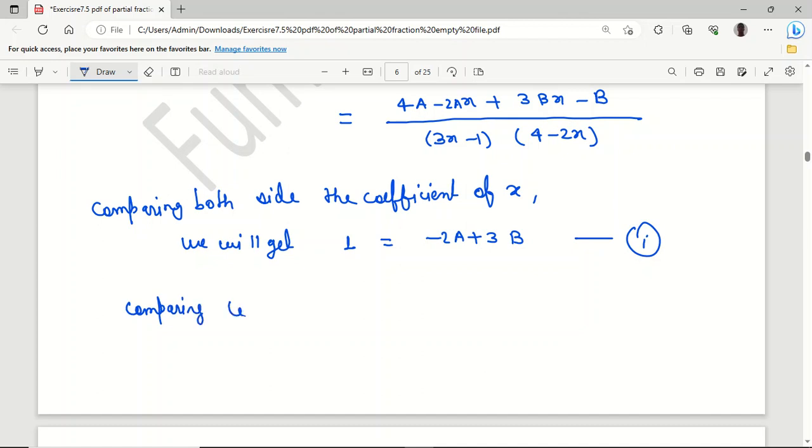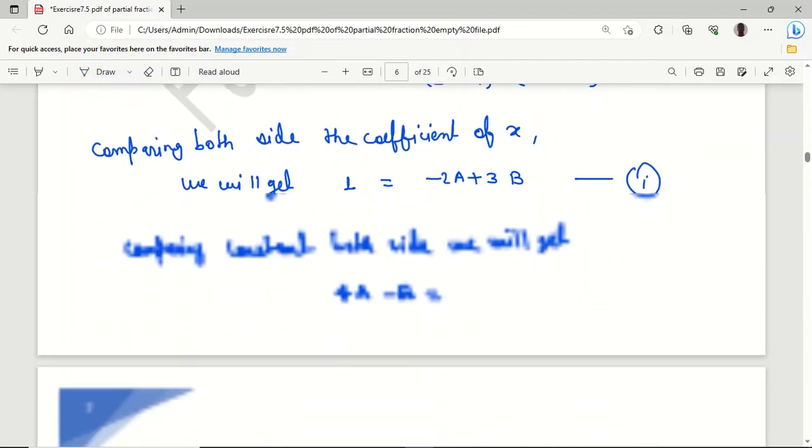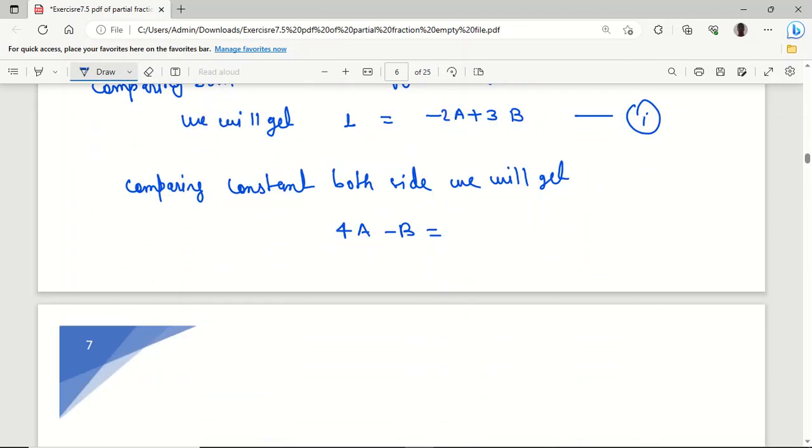Comparing constants on both sides. On the RHS we have 4a minus b, which is equal to, on the LHS we have the constant 2. So I'll write 4a minus b equal to 2. So now I have two equations, equation 1 and equation 2.